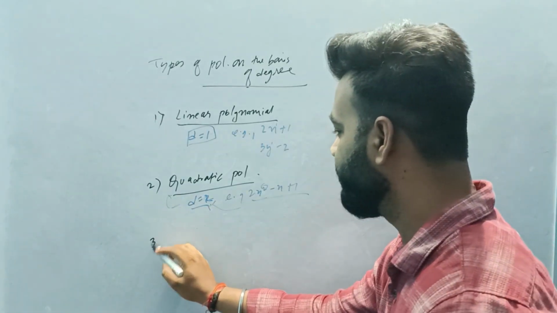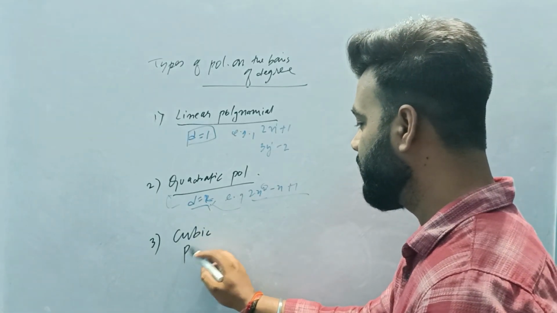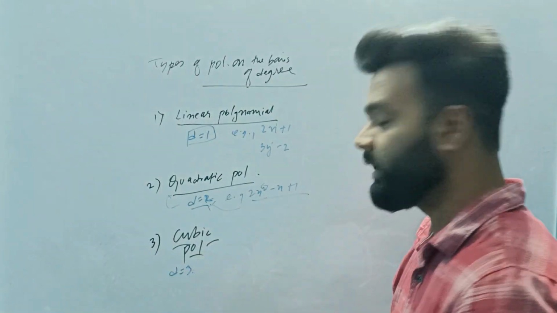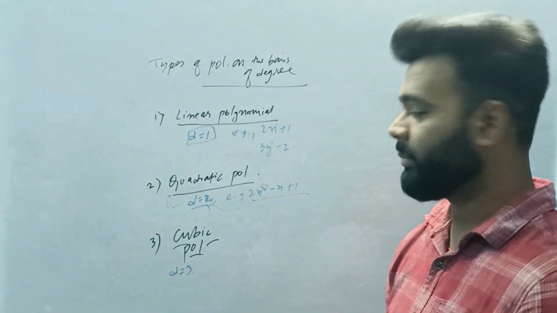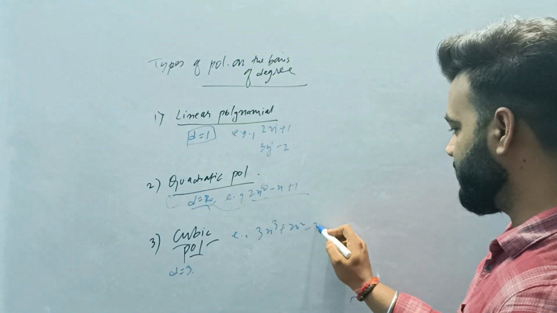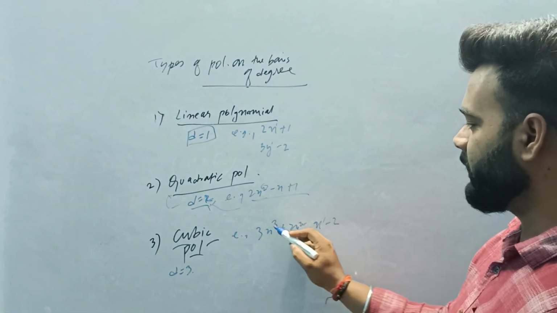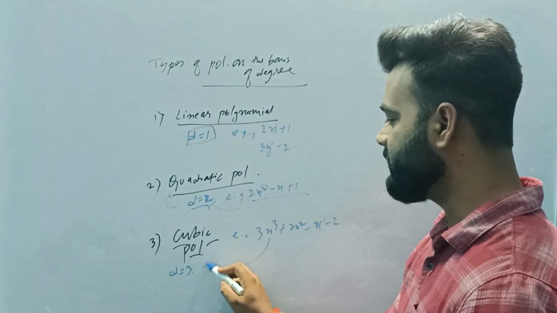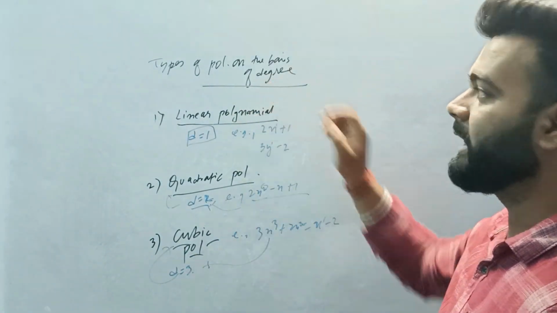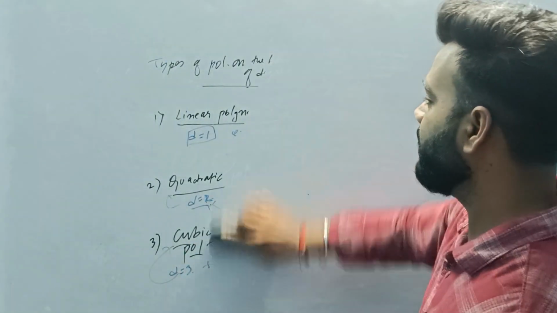What is the third? Third is cubic polynomial. What do you mean by cubic polynomial? When the degree is 3, it will be called cubic polynomial. Understood? For example, let's say 3x³ + 2x² − x − 2, right? What is the maximum power? The power here is 1, here is 2, and here is 3. The maximum power is 3. So the degree is 3, and it will be considered a cubic polynomial. So these are the types of polynomial on the basis of degree. And what is degree? The highest power of the polynomial is called the degree, right?